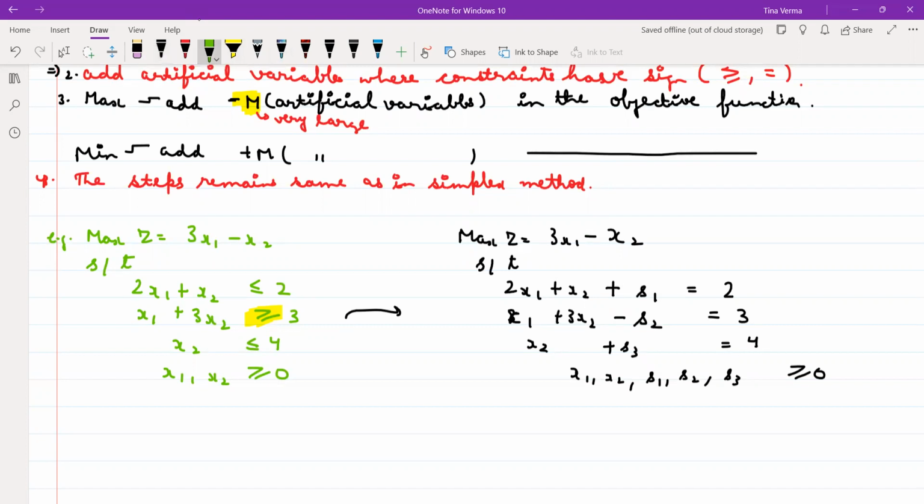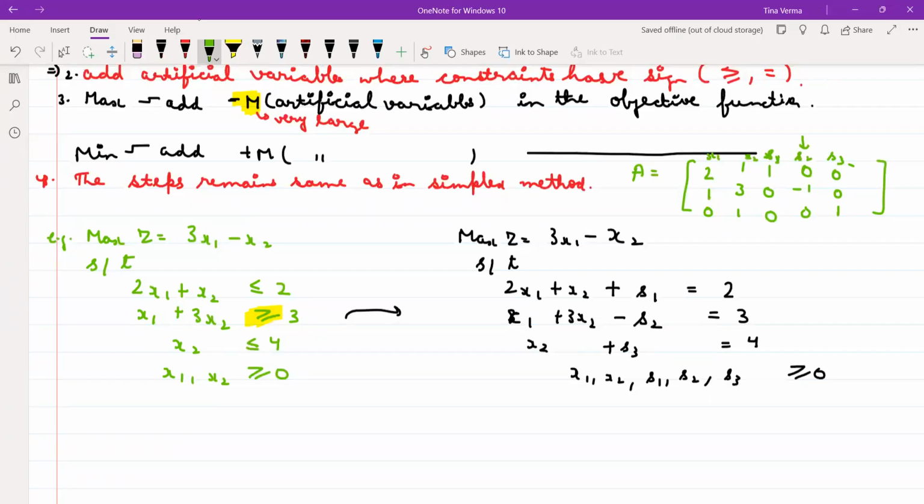Because when we write its A matrix, what will my A matrix be? This is 2, 1, 1, 3, 1, 0, 0, and this is 0, minus 1, 0, 0, 0, 1, right? And now these are the columns of x1, x2, s1, s2 and s3.